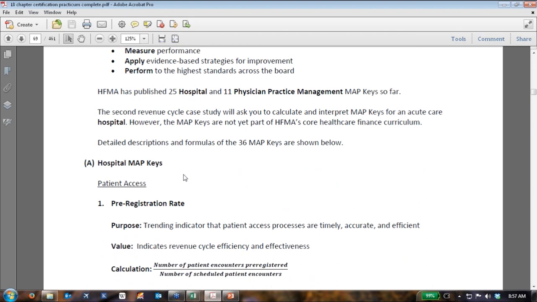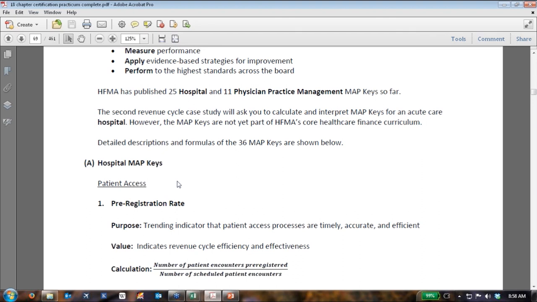They're called MAP keys, and they're in your text as well. You don't need to learn a single one of these, really, because I don't think you're going to be asked them after all the ratio questions you've already had to endure. But again, they are in the text here to encourage you to measure your revenue cycle performance the same way organizations that participate in the MAP initiative measure them.